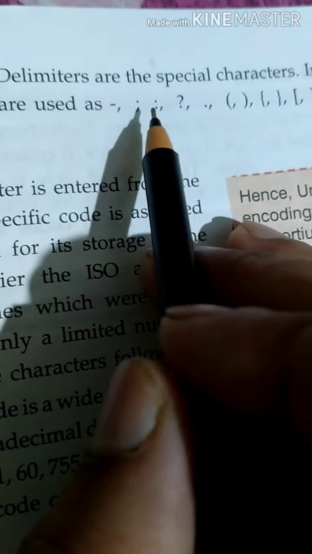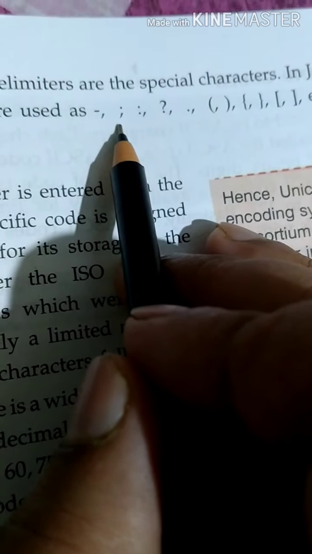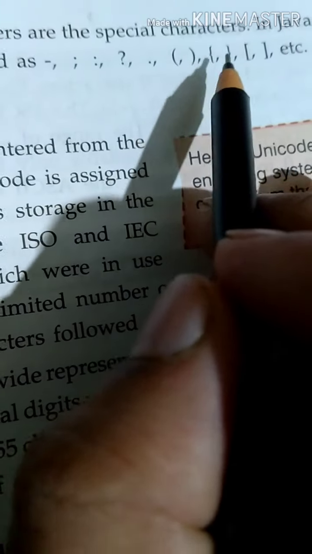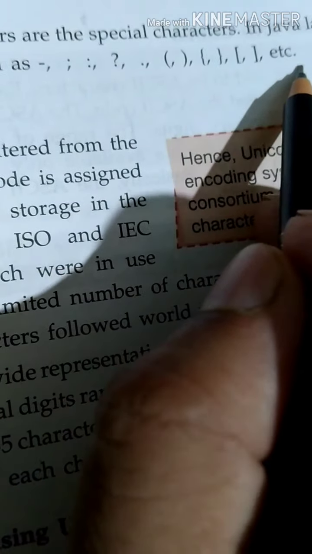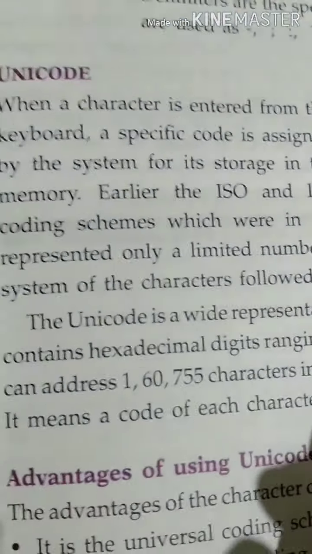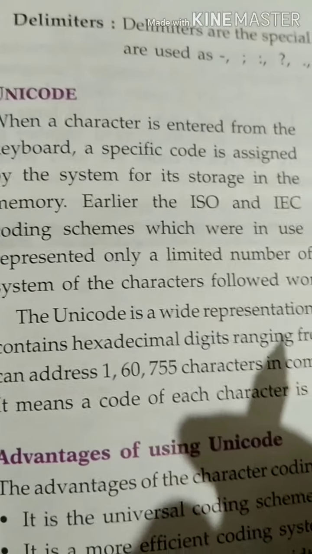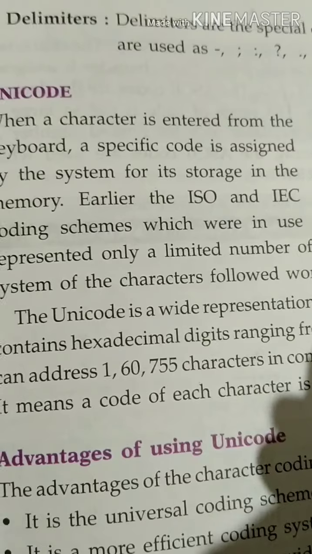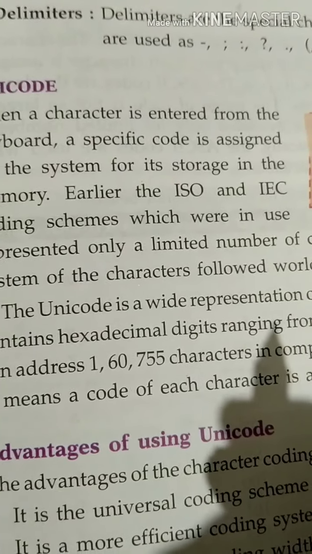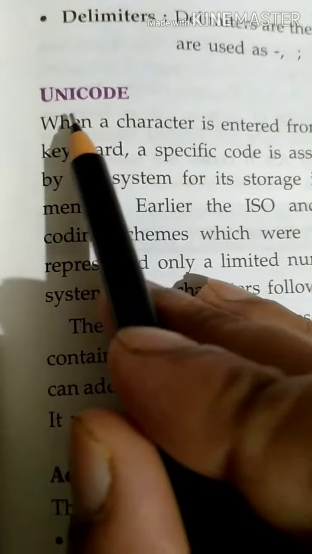Delimiters we have. Delimiters are special characters like semicolon, minus sign, colon, question marks, dot, small bracket, medium bracket, and big bracket, etc. There may be more things. So these all belong to the character sets.